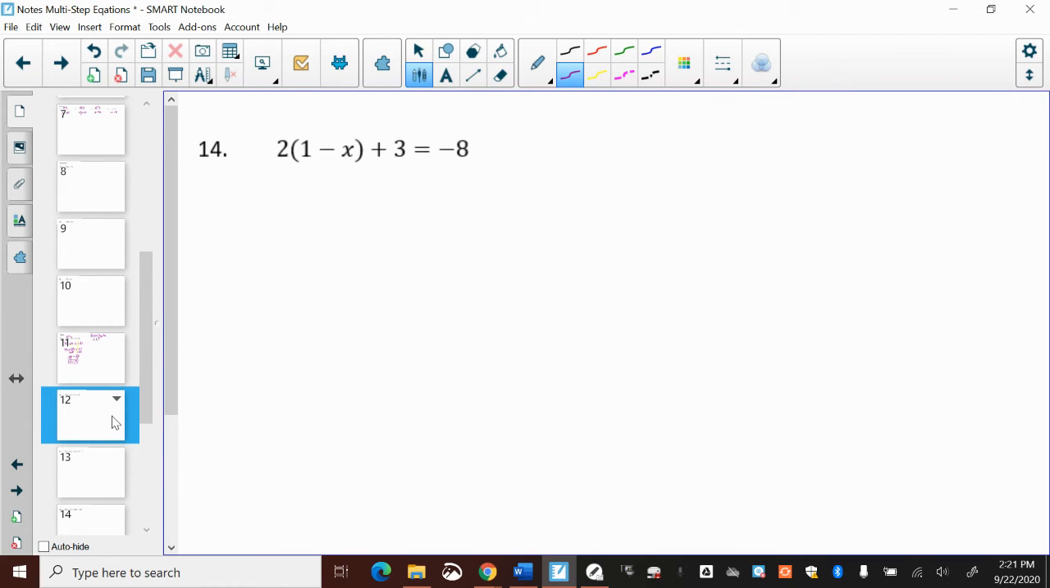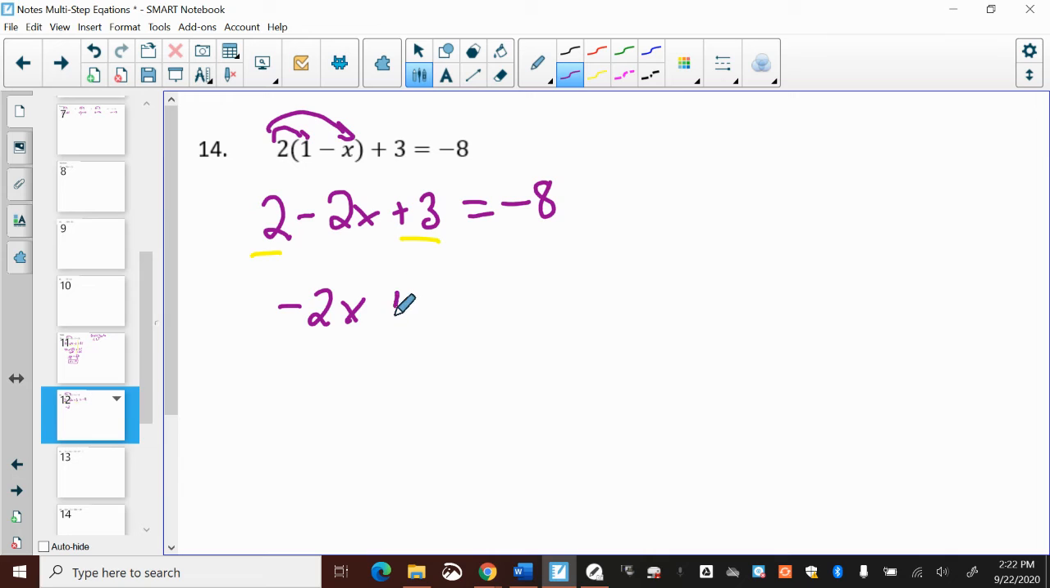Okay, let's try again. I'm going to distribute first. So we're going to take this 2, I'm going to multiply it to each piece inside. So 2 times 1 is 2. 2 times minus x is minus 2x, plus 3 is equal to negative 8. We want to focus on the left side here. The 2 and the plus 3 are like, so we do want to combine those up. They're on the same side, so we're just combining up. We're not moving to the other side, so we don't do opposites. Positive 2, positive 3 gets us a plus 5.